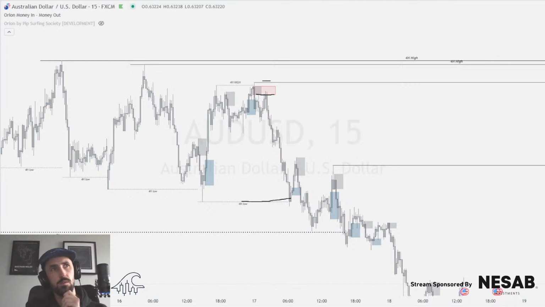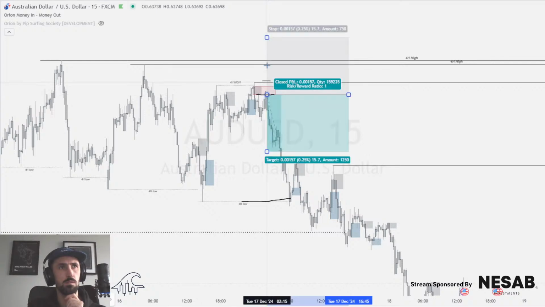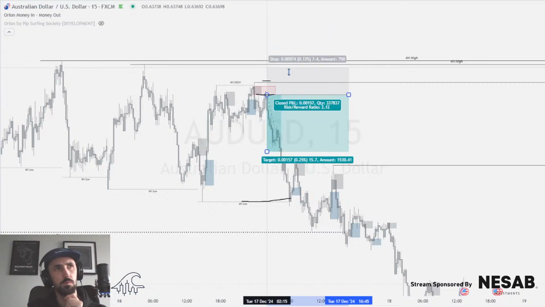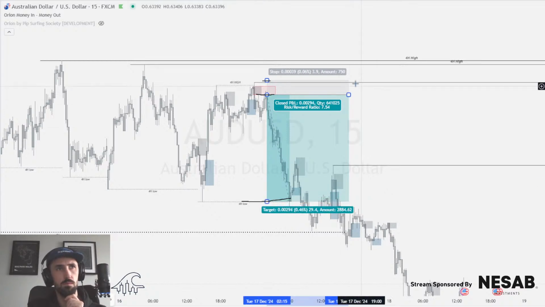TP goes here. So you can already see that's, I'm going to say, I don't directly trade AU, but I'm going to say that is 6.3R. Just a guess. Way out. 7.5.